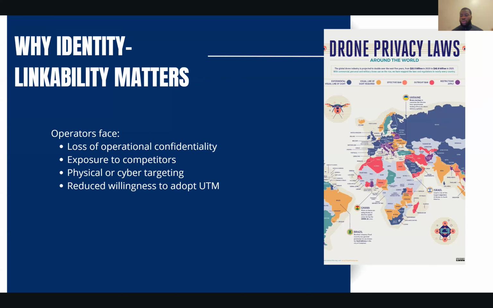Identity linkability has real consequences for operators. One of the main things is that it can reveal sensitive information, expose them to competitors, and even make them a target for physical and cyber attacks. Because of these risks, many operators lose trust in UTM systems, and they are less willing to adopt them unless strong privacy protections are in place. This is why our framework will focus on enabling secure authentication while protecting identity and flight patterns. With that foundation being covered, we'll move on to the next slide by my colleague here, Solomon.